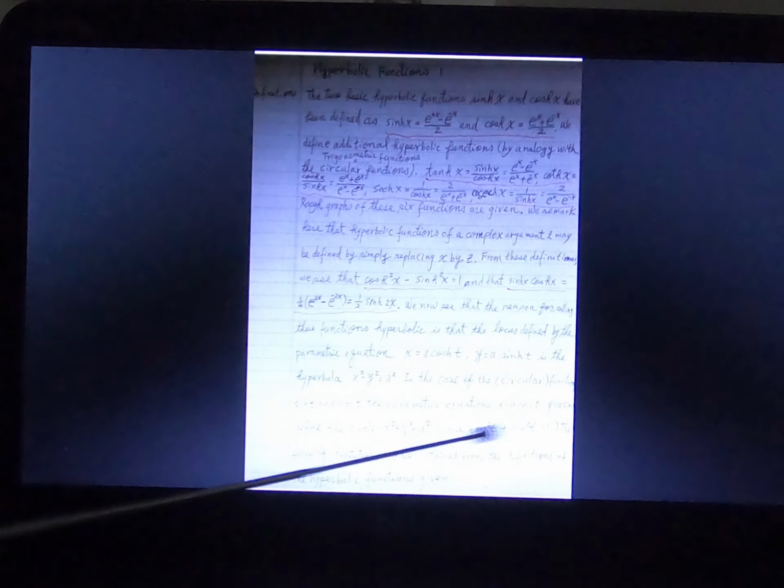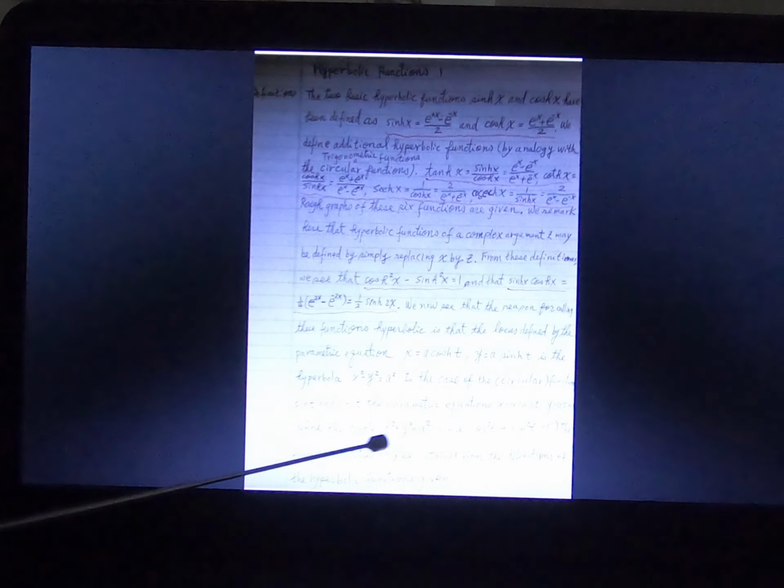And you can see the reason you call it hyperbolic function is because if you use the parametric equation you get x squared minus y squared equal to a squared, which is a hyperbola. And in the same way, circular function is because x squared plus y squared is equal to a squared.